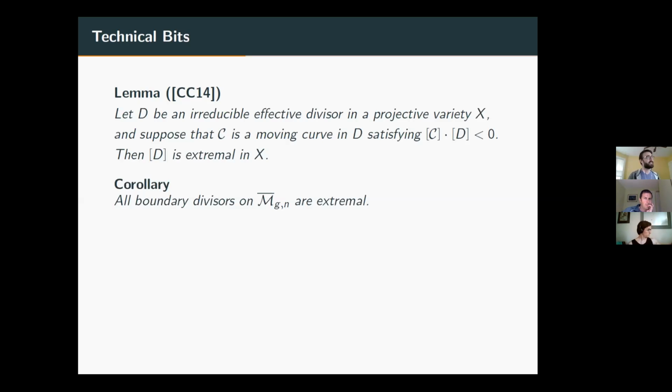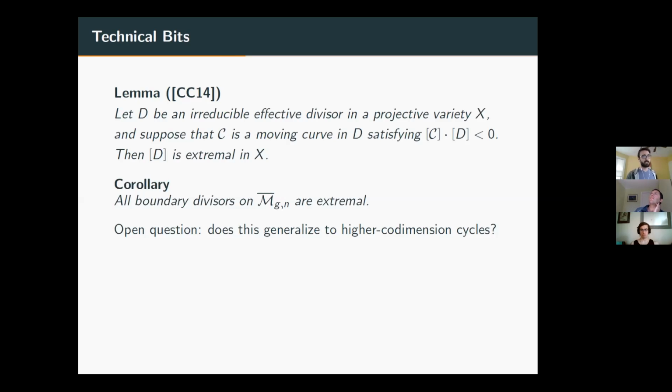Yeah, but here's another bit. Here's another technical bit that we're going to use today. Oh, sorry. Open question. Does this intersection calculation with the negative intersection, moving curve, blah, blah, blah, generalize to higher codimension cycles? This is an open question. No one has an answer for it. All the obvious things you would try fail very quickly for lots of reasons. And so it's not clear how to fix that. And so the failure of this lemma to generalize makes higher codimension cones significantly harder. And you need quite a bit more technology to deal with it.